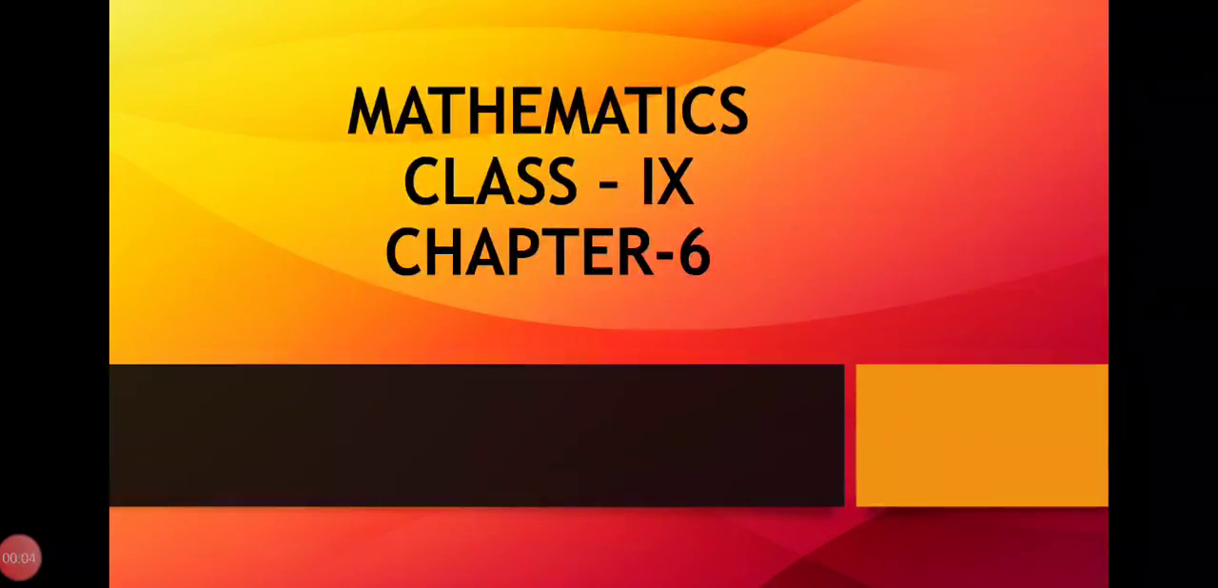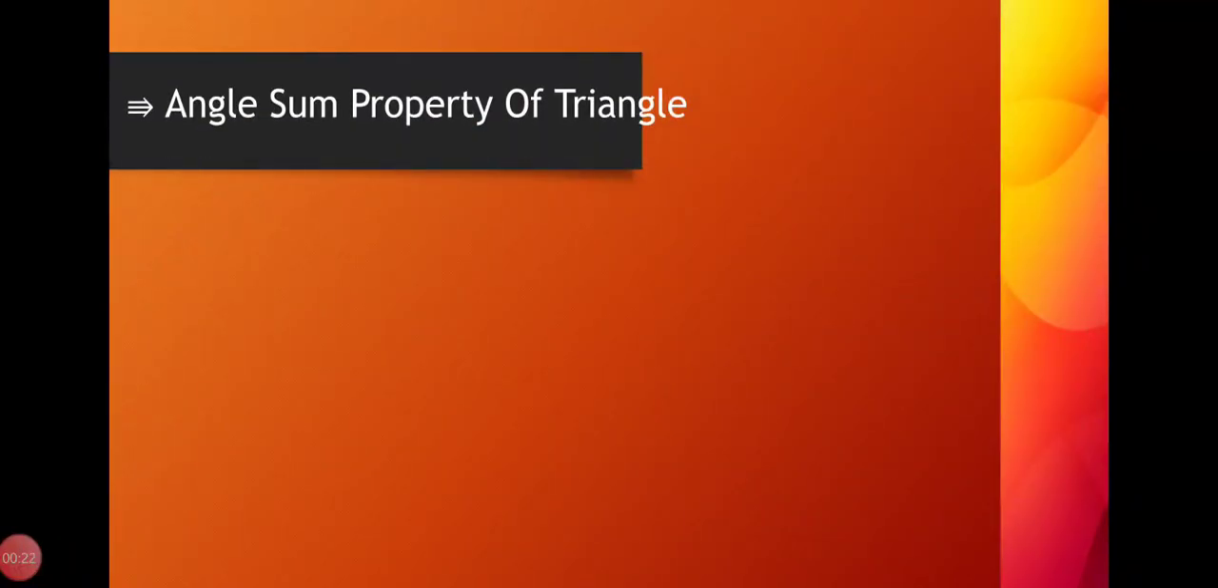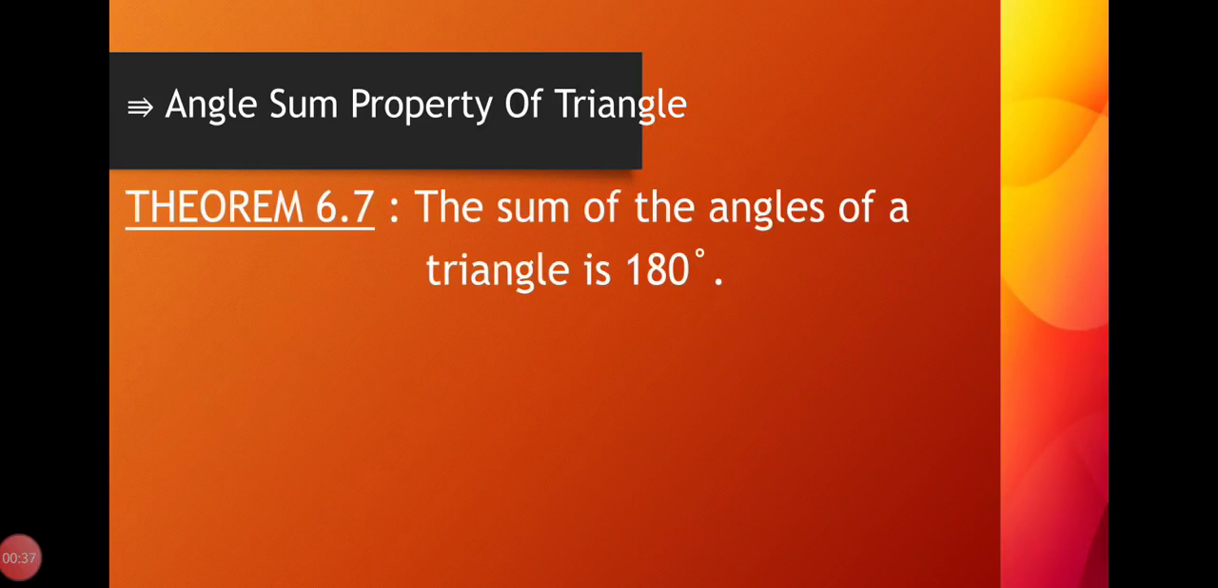Today, let's study the last topic of the chapter Lines and Angles: two very important properties of triangles, which we already learned in grade 7. The first property is named the angle sum property of a triangle, and a theorem based on this property is given, that is Theorem 6.7. The statement of this theorem is: the sum of the angles of a triangle is 180 degrees.